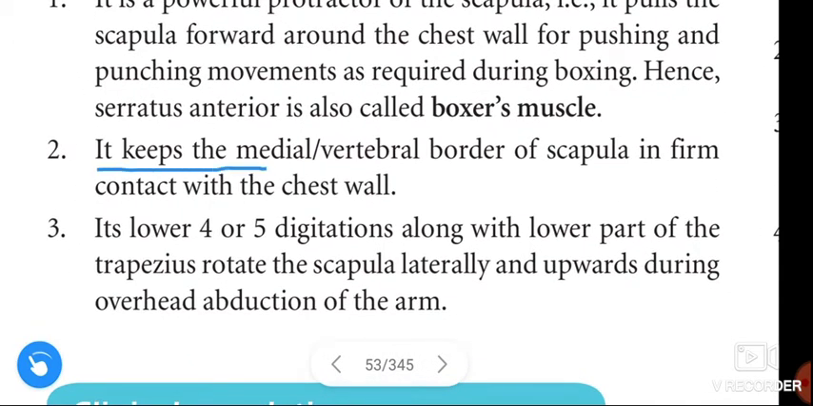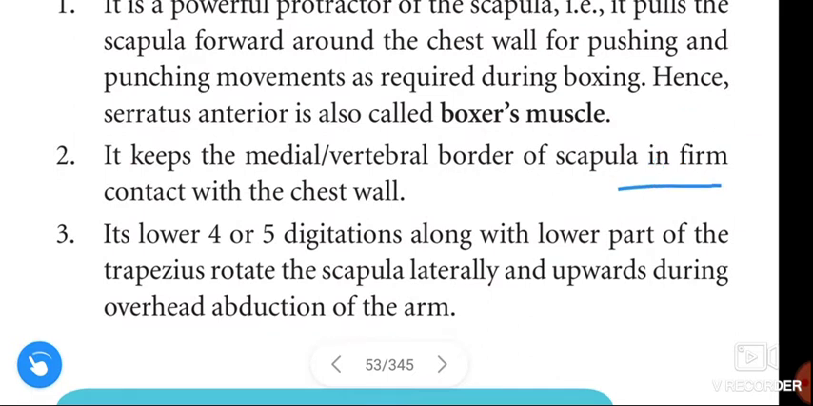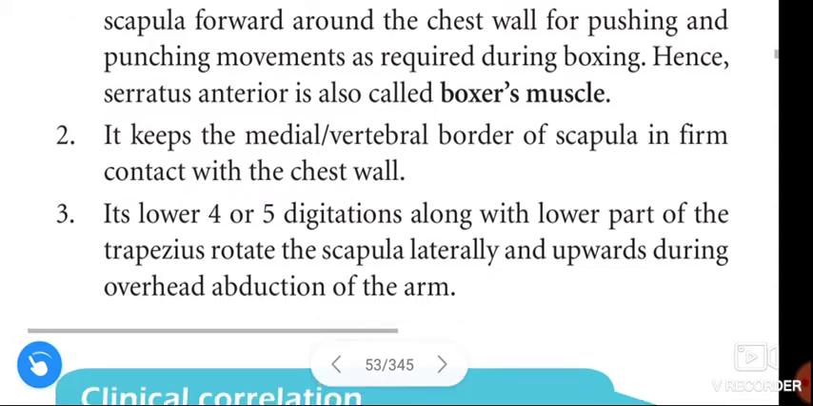It keeps the medial or vertebral border of the scapula in firm contact with the chest wall. Firm means strongly, in firm contact with the chest wall.